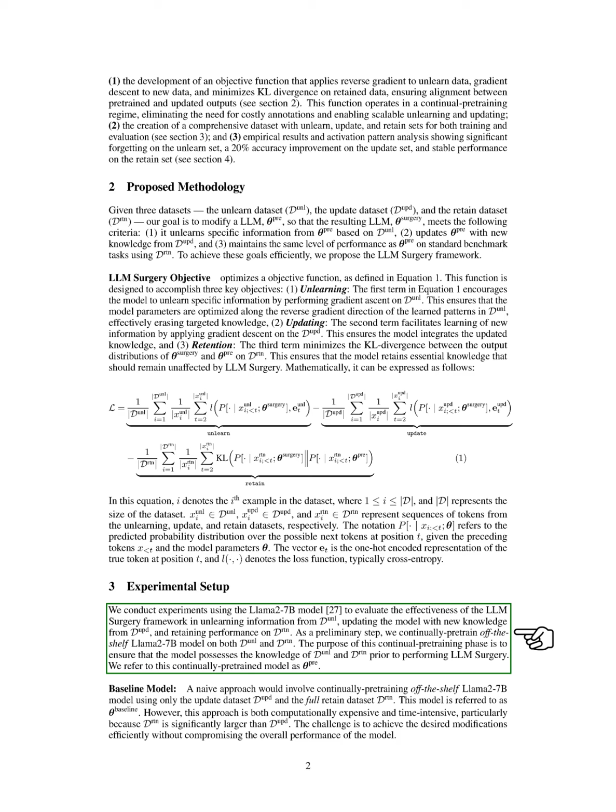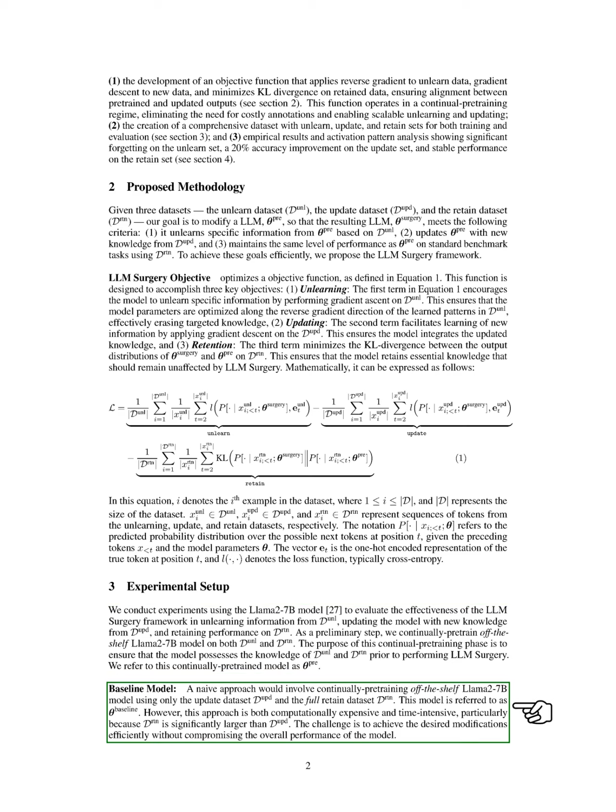For our baseline model, we could simply pre-train the Llama 2-7B model using only the update dataset and the full retained dataset. We call this model theta baseline. However, this method is costly and time-consuming, especially since the retained dataset is much larger than the update dataset. Our challenge is to make the necessary changes efficiently while keeping the model's overall performance intact. To address these challenges, LLM Surgery utilizes the general knowledge from the retained dataset already present in theta pre to make specific adjustments, resulting in the modified model theta surgery.